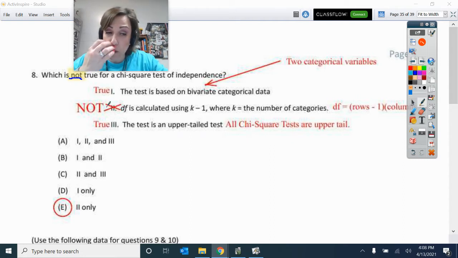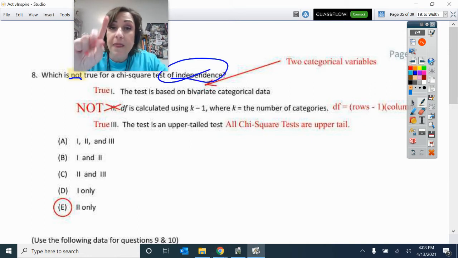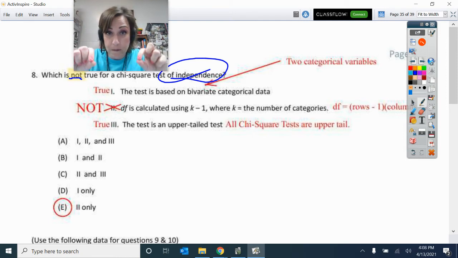Now, number 2 says the degrees of freedom is calculated k minus 1, where k is the number of categories. And so that's categories minus 1. Well, that is the degrees of freedom for chi-squared goodness of fit, because that's just one dimension of observed data, one that you put in list 1. Chi-squared test of independence is multidimensional. So we've got rows minus 1 and columns minus 1. So that's what makes that one not true.